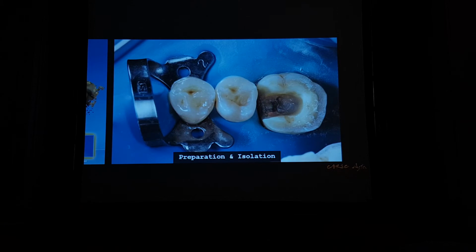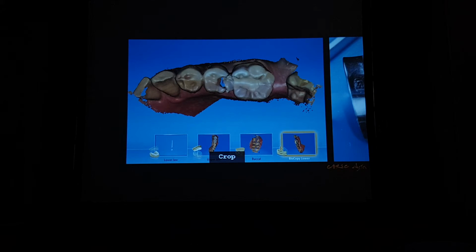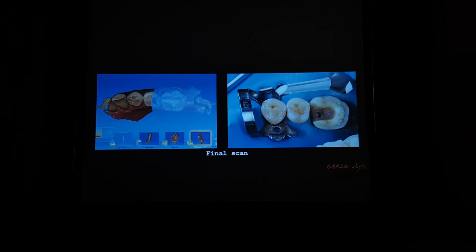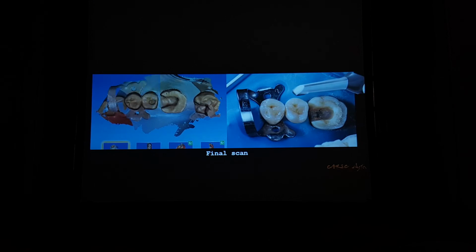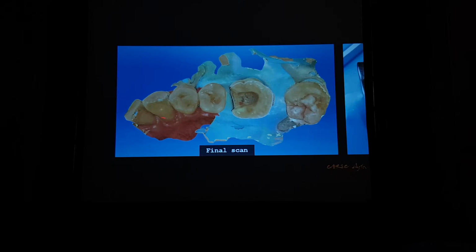And we prep, we isolate, we do the IDS or CDO, and then we crop. Where should we crop? Again, just a little abutment and adjacent teeth, half of the adjacent teeth is quite little. And we rescan. So it will be like this.